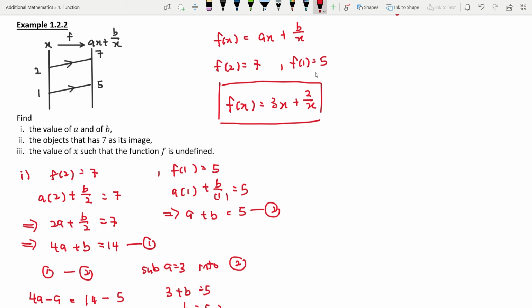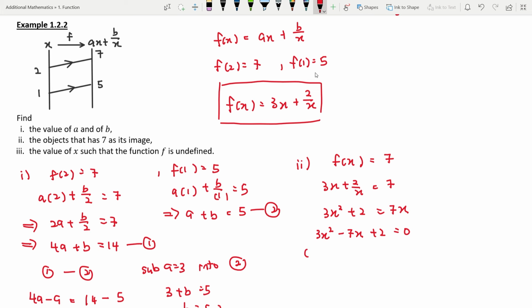For the second part, we are asked to find the object that has 7 as its image. We have f(x) equals to 7. 3x plus 2 over x equals to 7. We multiply the whole equation with x. We get 3x squared plus 2 equals to 7x. Again, it is a quadratic equation. So we move all the terms to one side. We have 3x squared minus 7x plus 2 equals to 0.